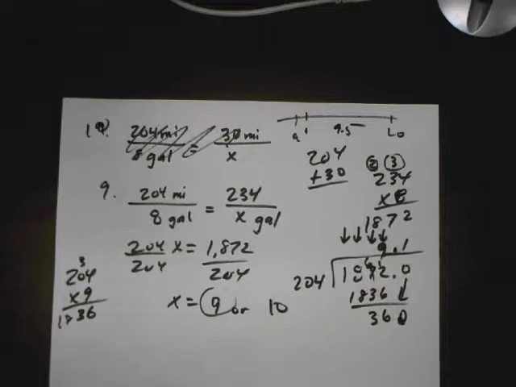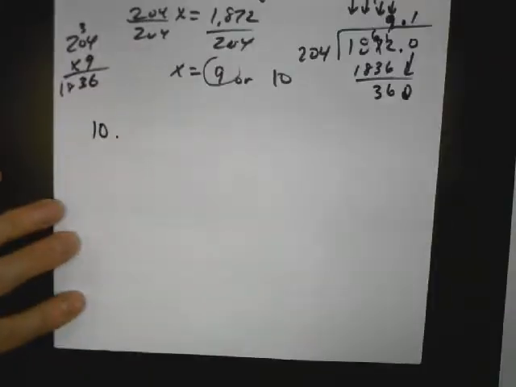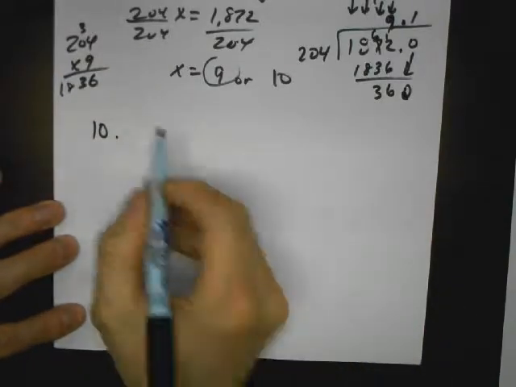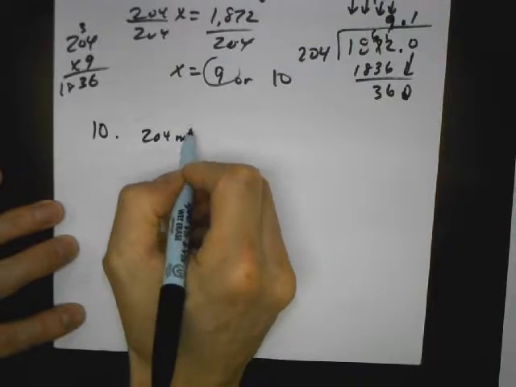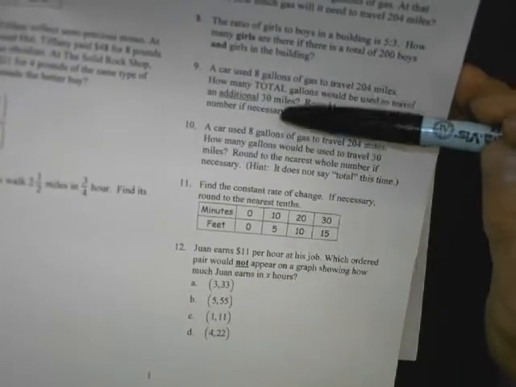So the answer for number 9 is about 9 gallons. Now let's do number 10. I wanted to do that earlier. I'm so excited about this problem. It says 204 miles this time per 8 gallons. Same as the last problem, right? They look like the same exact thing. Look at those two. Okay?